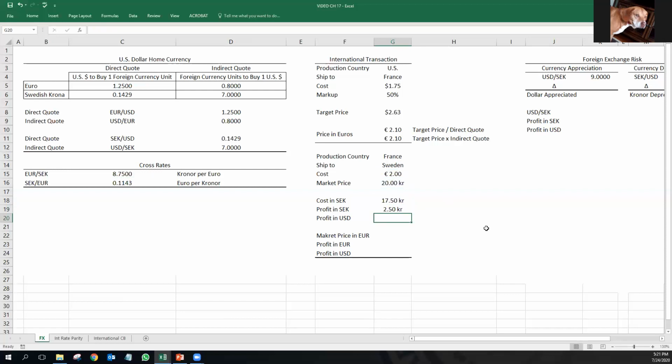So what's the profit in US dollars? All right, so we do have these rates, the direct quotes and the indirect quotes over here. So we take the kroner here and we're going to divide it by the indirect quote in this case to bring it back to dollars. Let me see if I got it in the right place. And that is your profit.